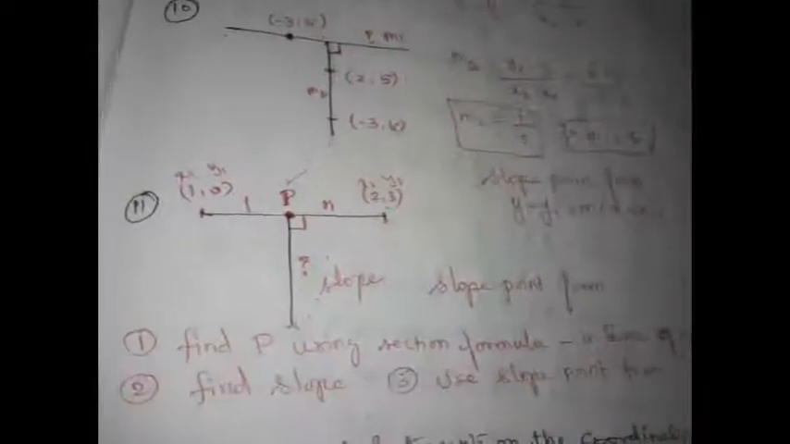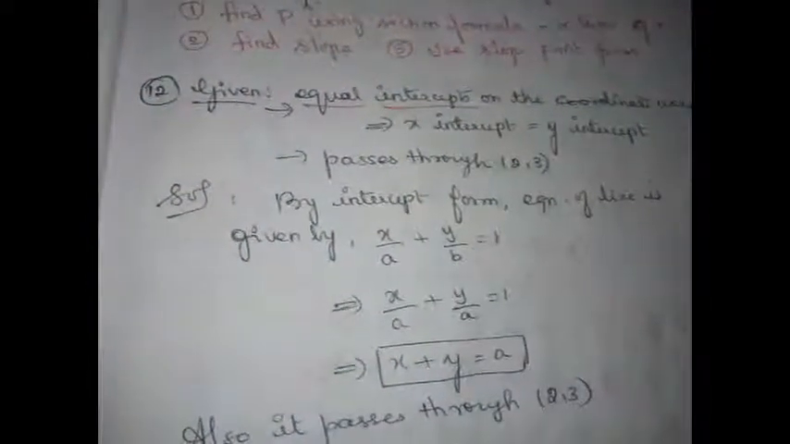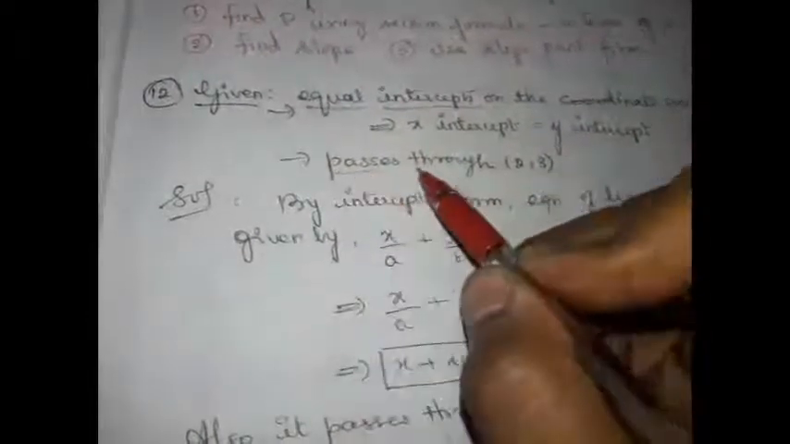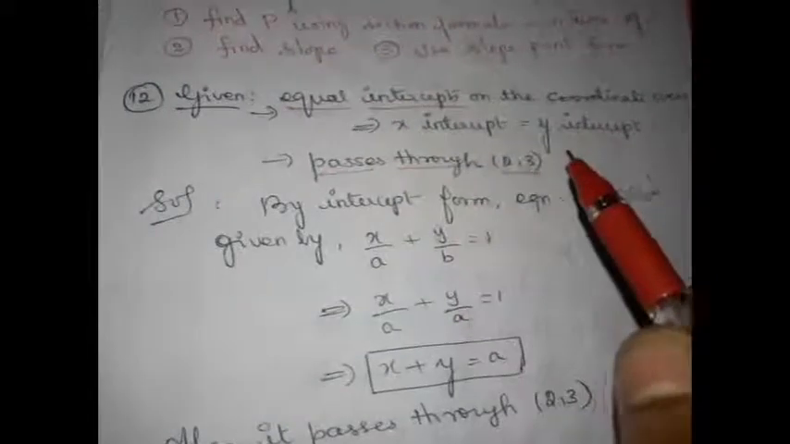Let us move on to our next question now. Now we are in the 12th question. Let us see what they asked you to find. Find the equation of a line that cuts off equal intercepts on the coordinate axis and passing through the point (2, 3). This is what is given in the question.